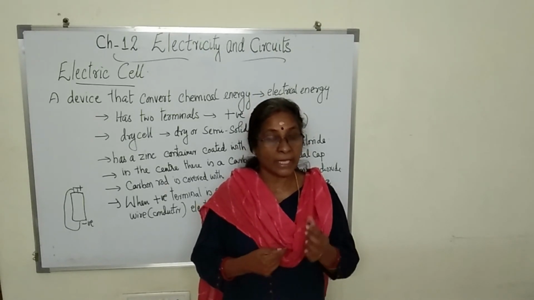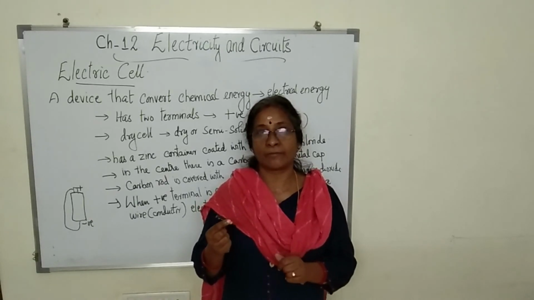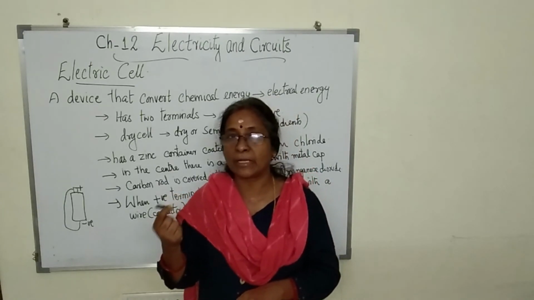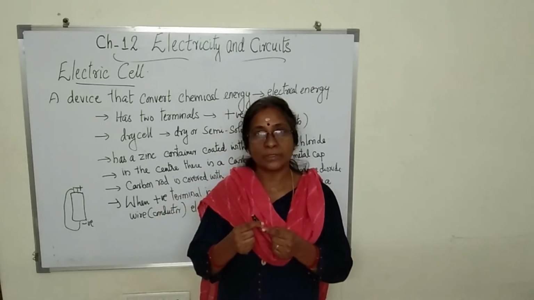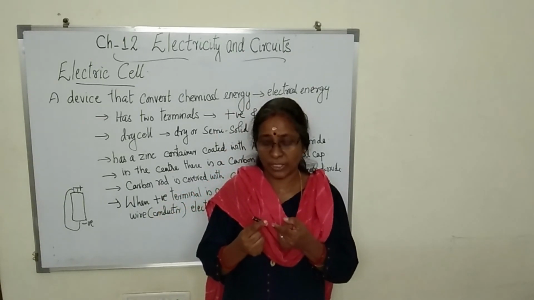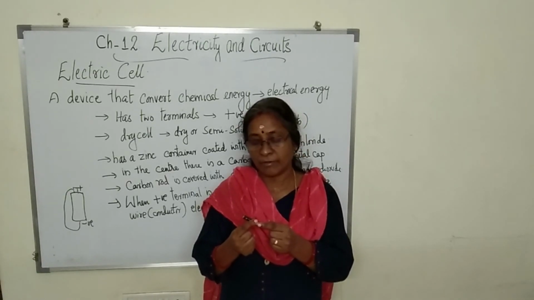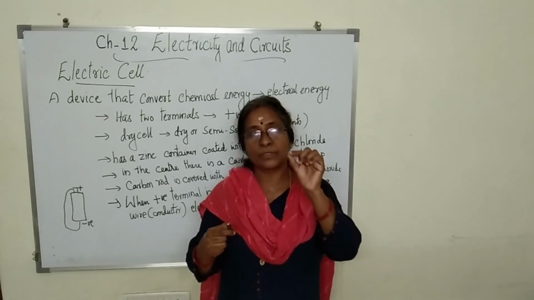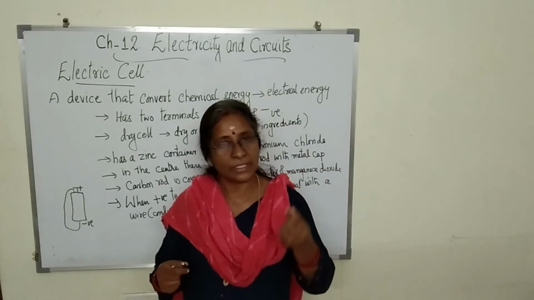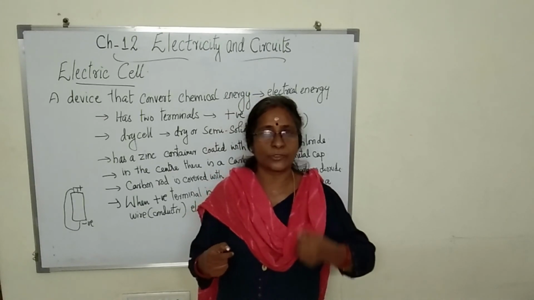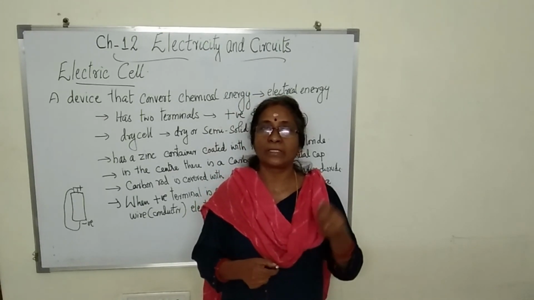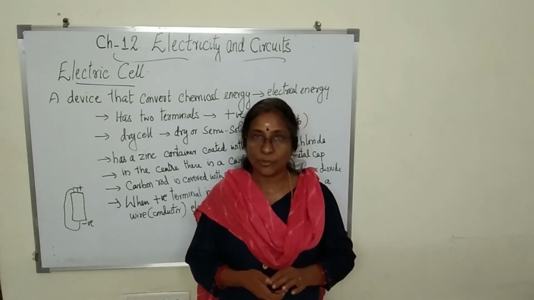Now if you want to check whether it is a good cell, or whether its power is there or not, with the help of your parents you can take two wires, connect one here and one here, and then connect both of them to a small bulb, a torch bulb also you can use, and try to check. When you connect it in a proper way, the bulb will start to glow.